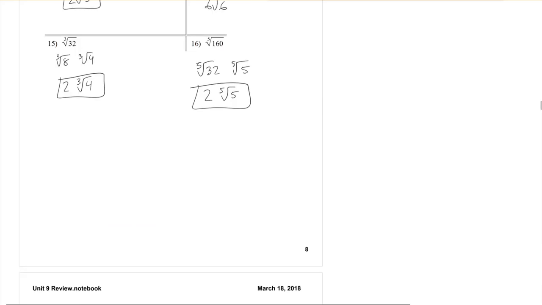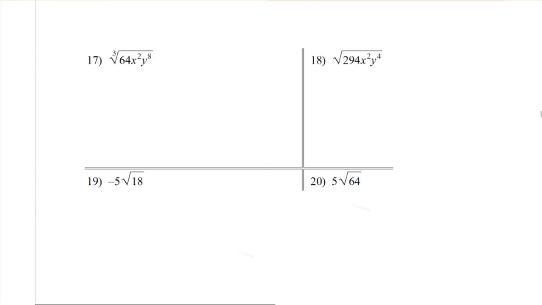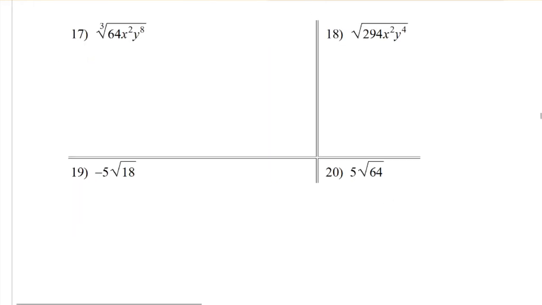So our next set, the cubed root of 64, so that's 4. Cubed root of x squared I can't take, right? And the cubed root of y to the 8th, well, 3 goes into 8 twice, so that's y squared with how many left over? 2 left over.